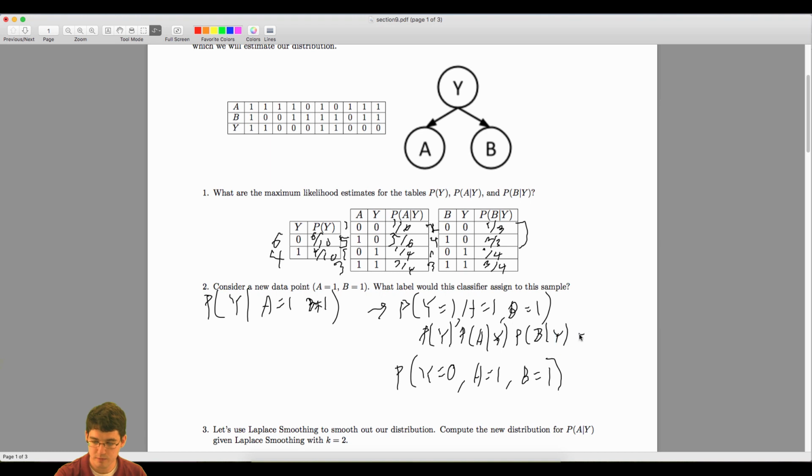And we look these up on our table. And what do we see? Well, this is the probability of y equals 1. That's 4/10. We could also write 2/5, of course, but I'm just going to keep it as 4/10. Okay, probability of a equals 1 given y equals 1. That's 3/4. And then b equals 1 given y equals 1, that's 3/4 again. That's going to end up being 9 over 40.